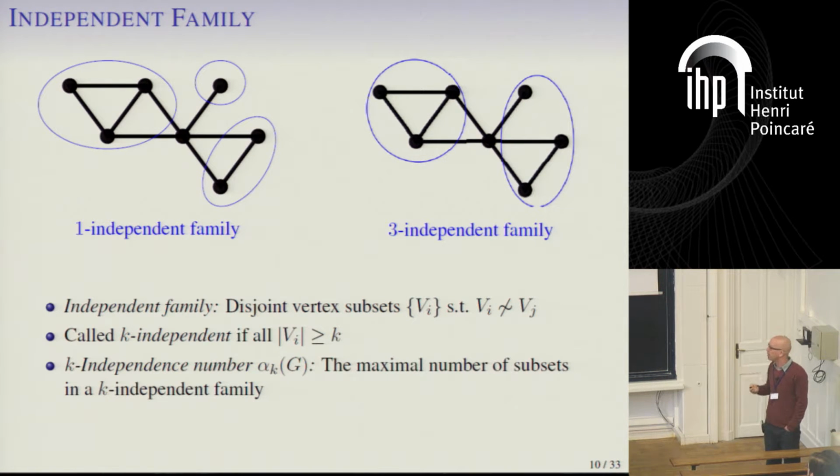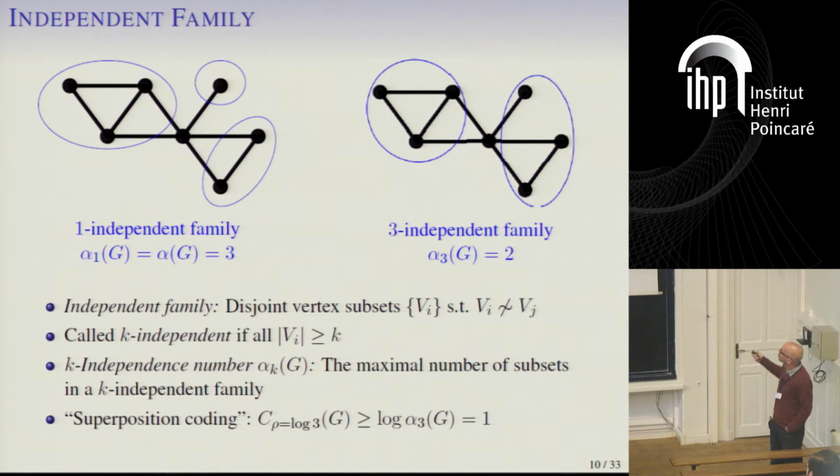We can correspondingly define what we call the k-independence number, alpha k of G, which is simply the maximal number of subsets in a k-independent family of G. So for instance, in this case, we're going to get alpha 1 of G, which is always equal to alpha of G, which is just 3. And in this case, alpha 3 of G, because we have 3 elements in each set, is exactly 2, because we cannot have more than 2 non-adjacent subsets of size 3 in this graph. Now, why do we care about this creature? Well, this actually gives rise to a natural superposition coding scheme for the communication problem that we have in mind.